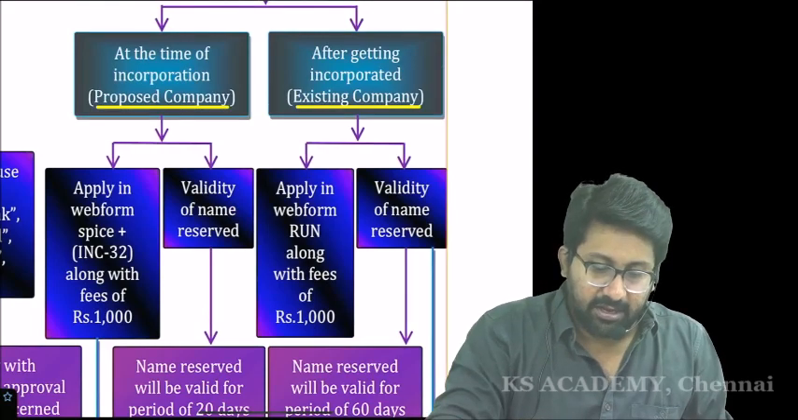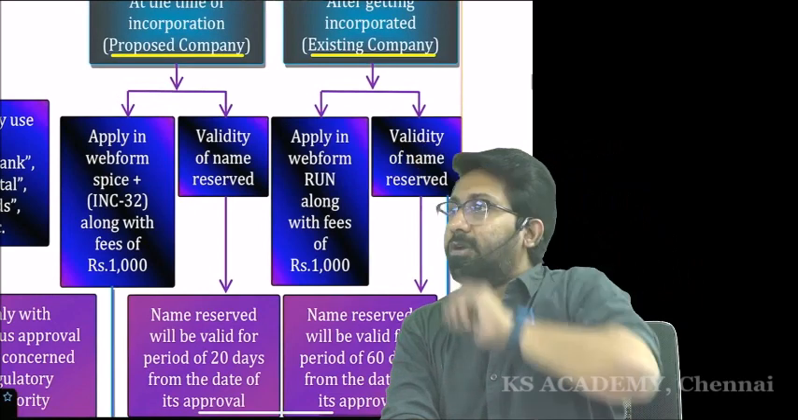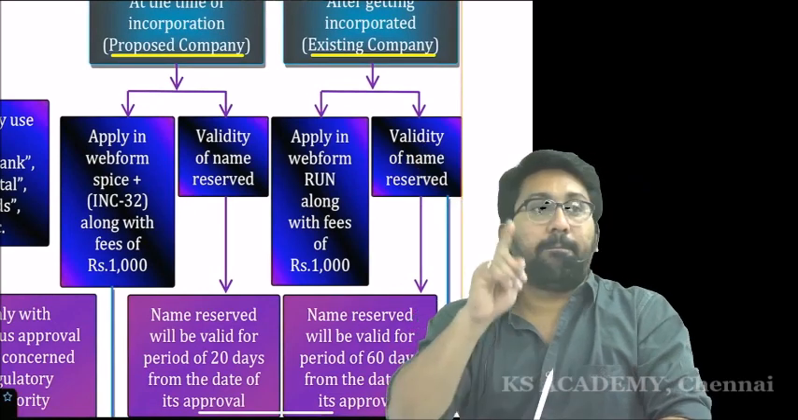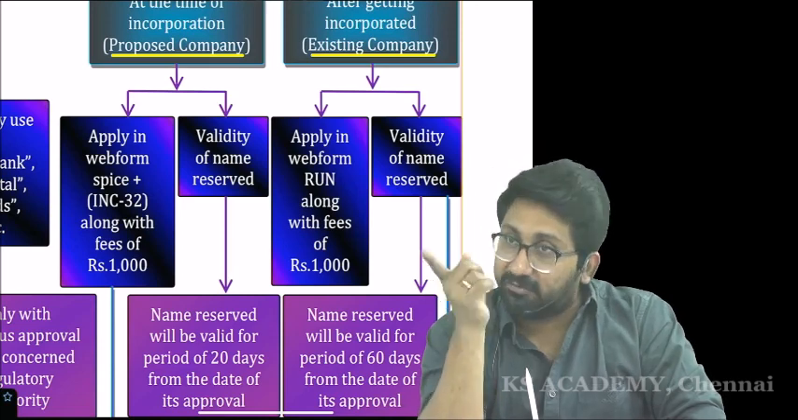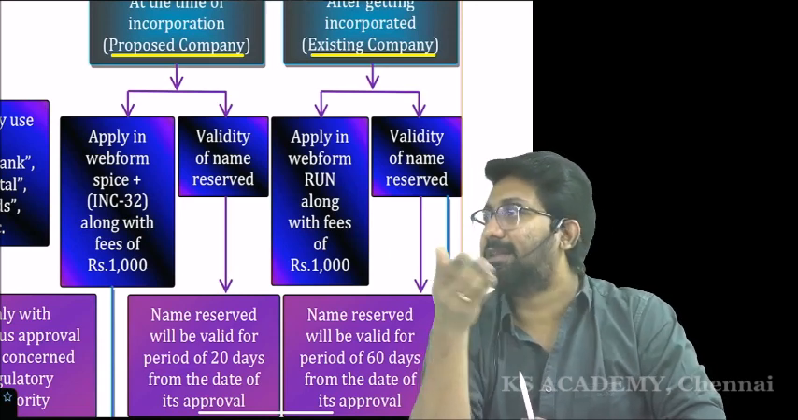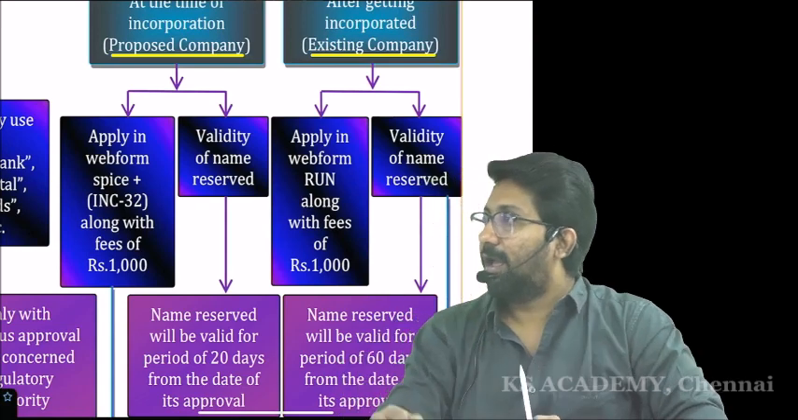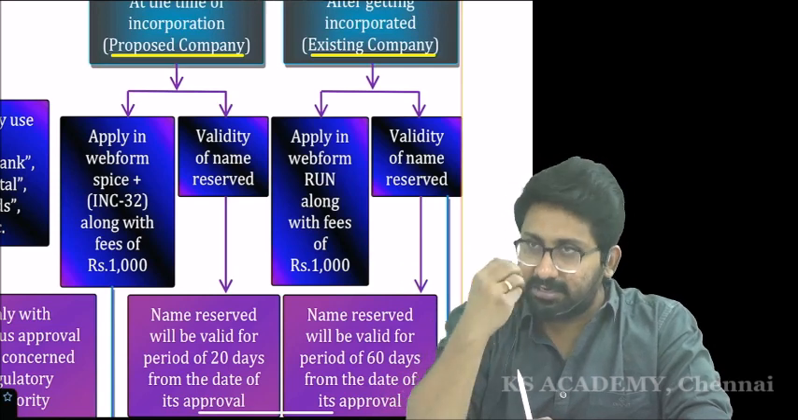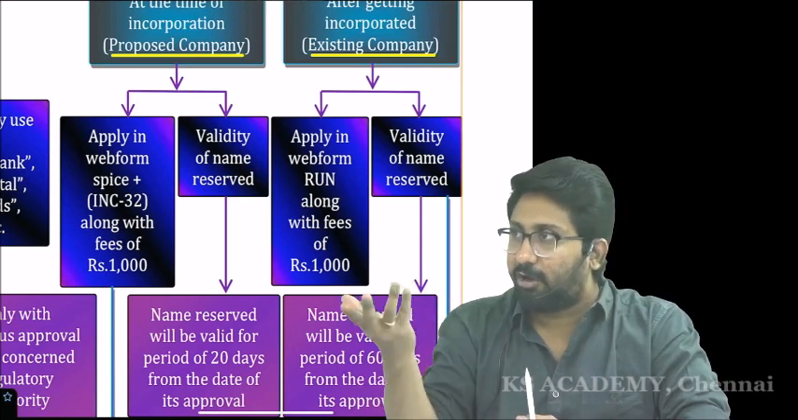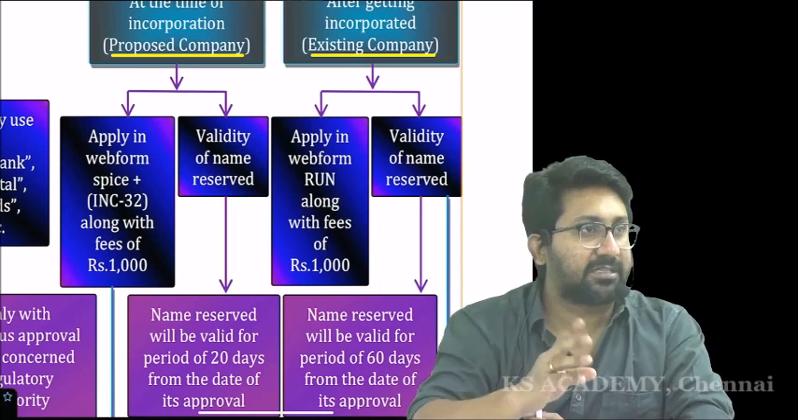Next, after getting incorporated, you may get a doubt. We applied for reservation in which form? In that, which part? What is part B? In part B, what will you fill? Common sense. In part B, you will fill the names of subscribers, names of first directors, all those things.